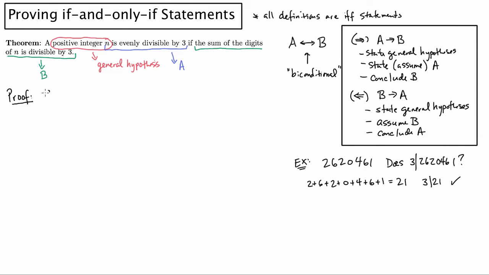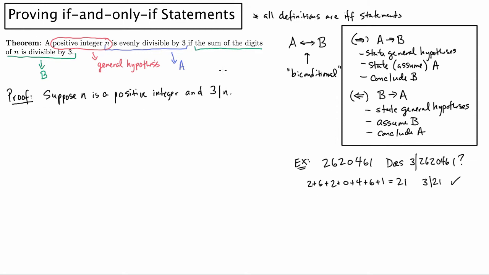So I want to suppose n is a positive integer, and I want to suppose that 3 divides n. So that is the first two parts. I stated the general hypothesis that n is a positive integer, and I'm assuming that the A statement is true, which means that n is divisible by 3, or 3 divides n.